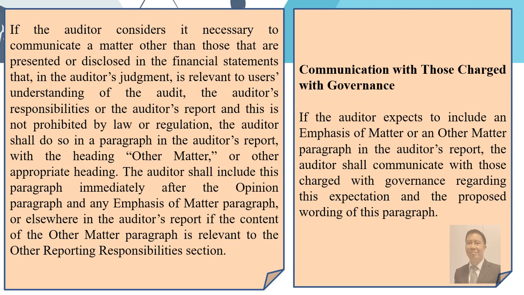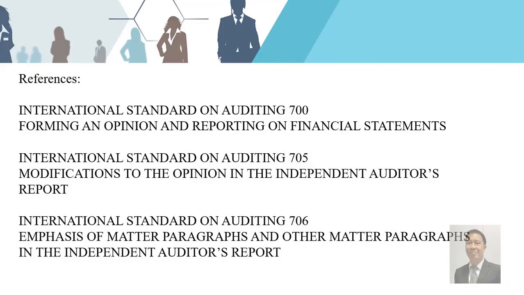If the auditor expects to include an emphasis of matter or other matter paragraph in the auditor's report, the auditor shall communicate with those charged with governance regarding this expectation and the proposed wording of this paragraph. All right, our references here will be ISA 700, 705, and 706. Thank you for watching the video.